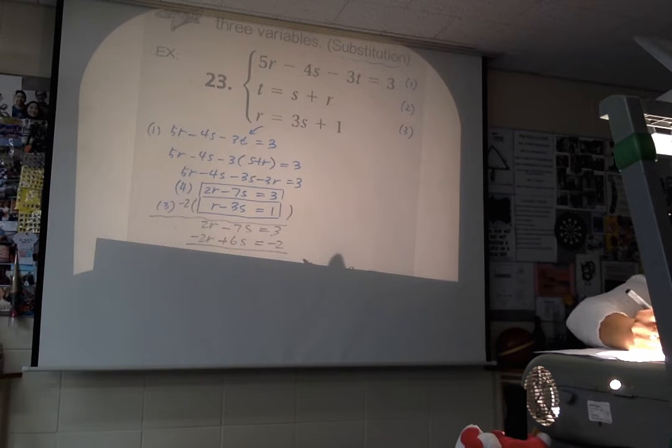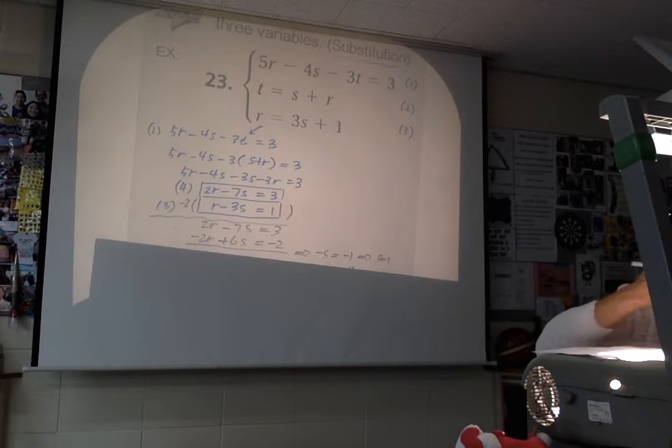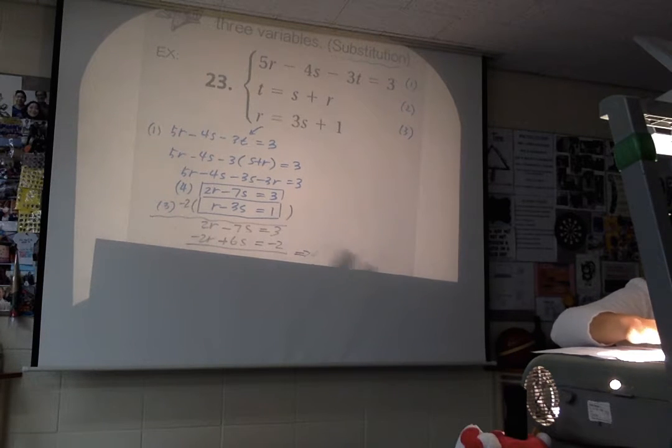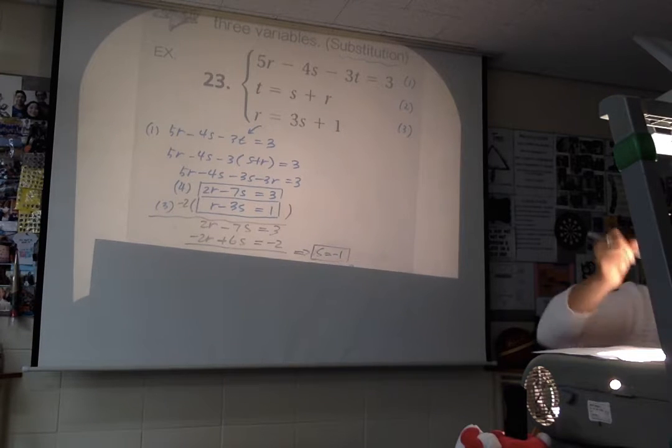And what do we get here? We get that negative s is equal to negative 1, or s equals, oh, sorry, you guys. We'll solve this and we get s equals negative 1. That's our first variable that we found.